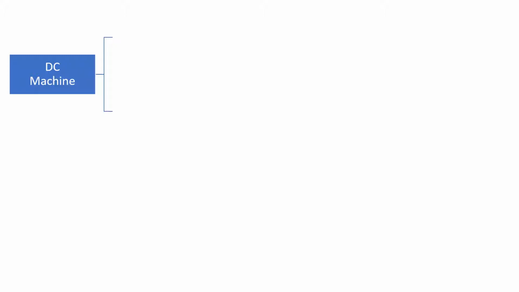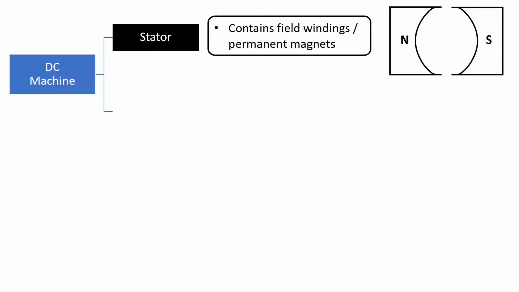A DC machine will contain two parts. The first is the stator, which is the stationary part of the machine, and the stator would normally contain field windings or permanent magnets. Most machines would not have permanent magnets as you see here, which is a north pole and a south pole. They would normally have field windings.